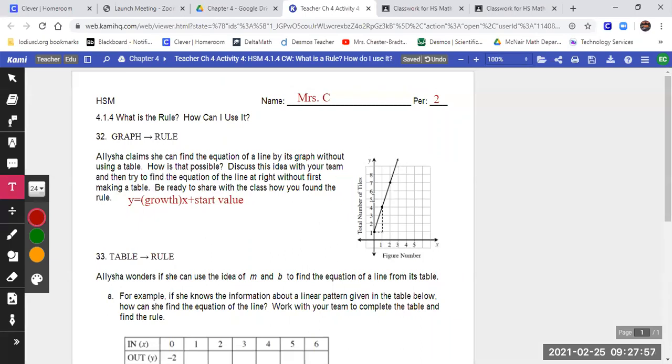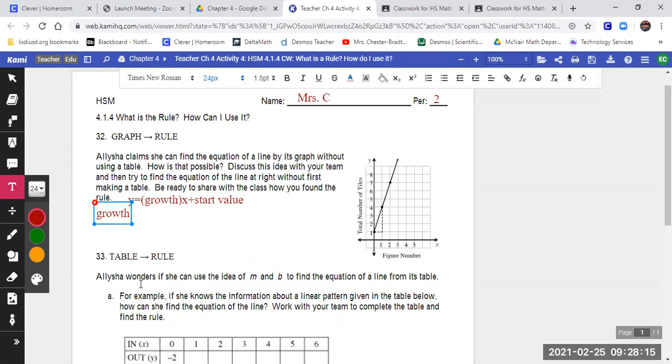So could I get the growth from the graph without making a whole table? Can I get the start value from the graph without having to make a whole table? So what did we say growth was? When we say growth, and we've defined it a few times, what is the definition of growth? How do we find growth?